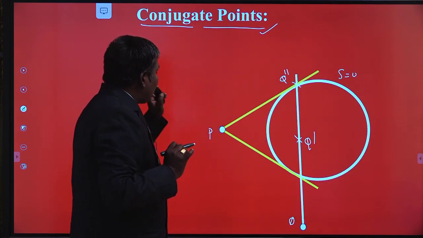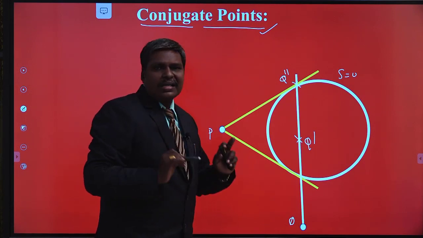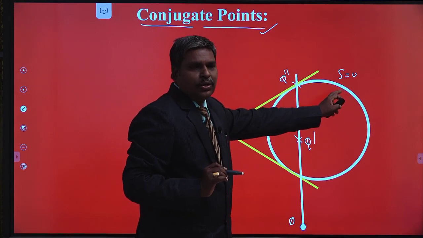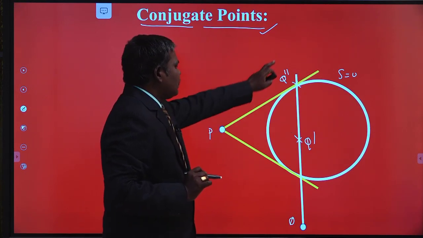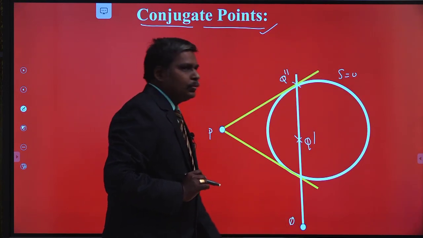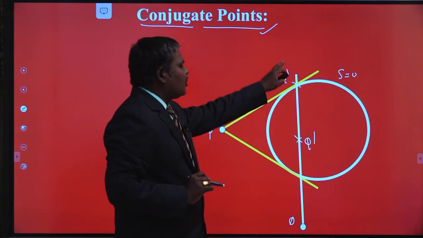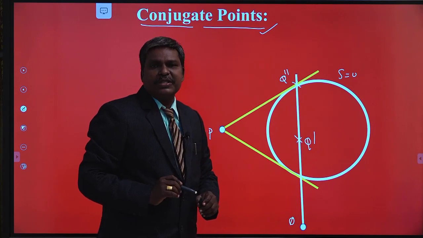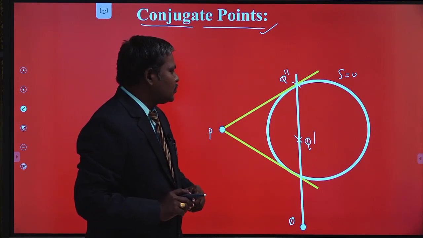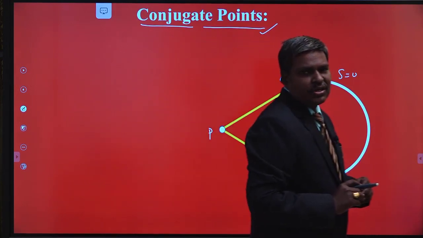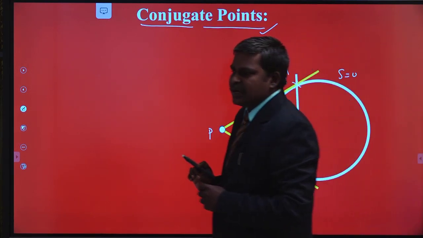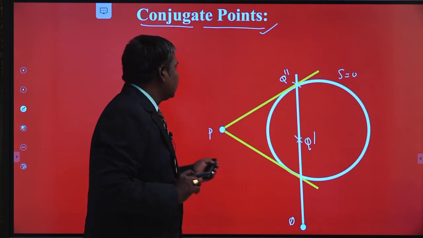Once more, the points P comma Q are said to be conjugate points with respect to circle S is equal to 0 if the polar of P passing through the point Q. So any point on polar of P is conjugate to the given point P with respect to the same circle S is equal to 0. This is the definition of the conjugate points of a circle. Conjugate points to the circle.